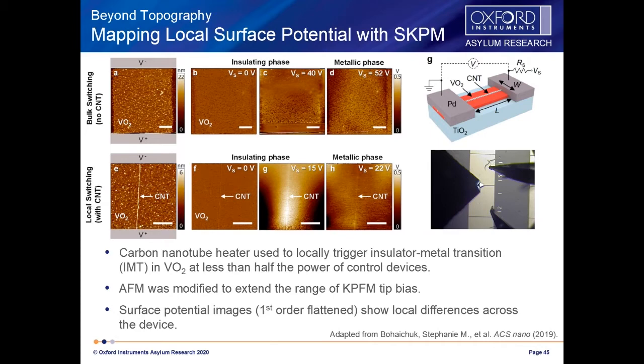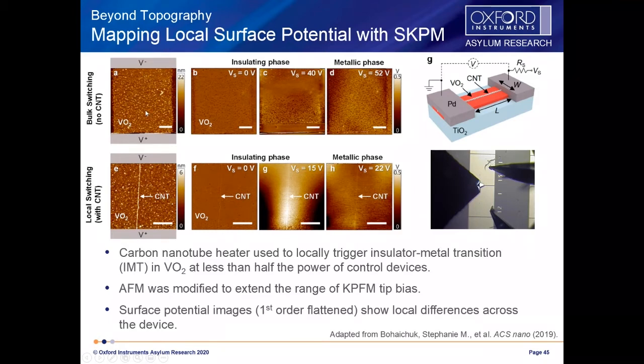Now, what they found is when they added a carbon nanotube in their device, they were able to make the transition from an insulator to a metal at a lower voltage. And this measurement we were able to observe at the nanoscale using Kelvin probe force microscopy. So let me explain what's going on here.